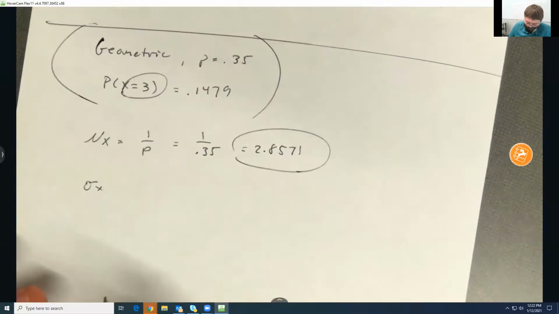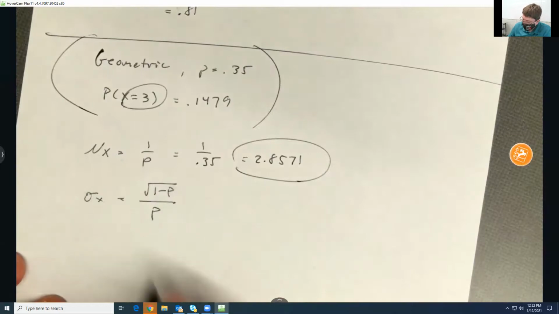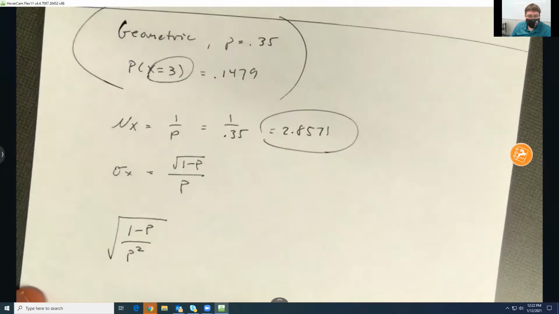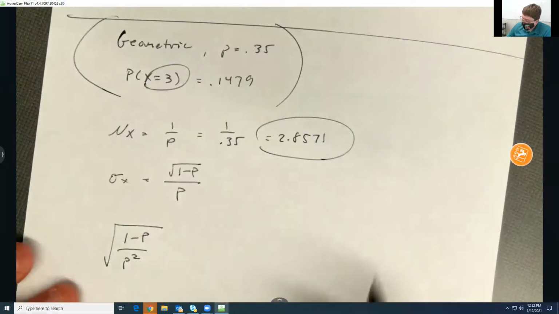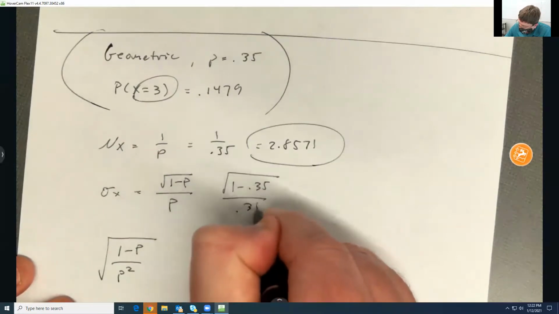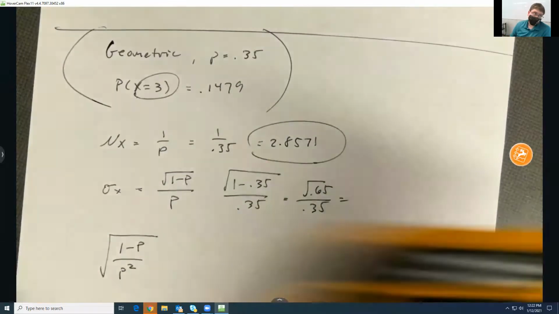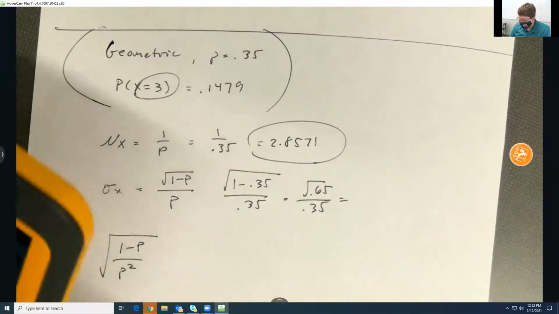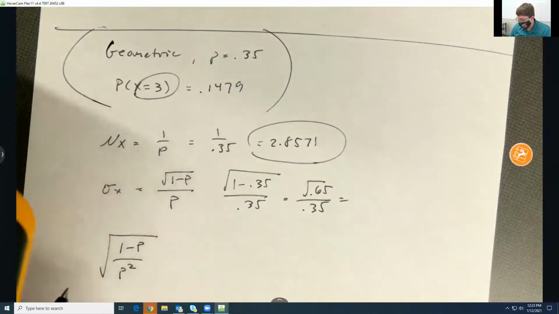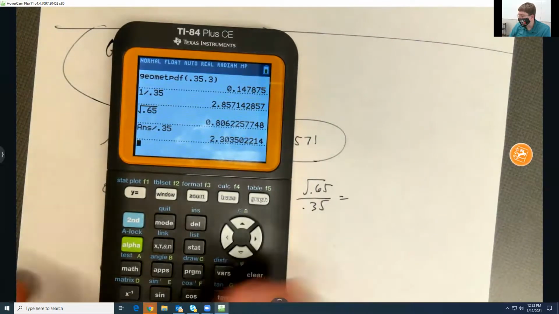Standard deviation. I use the one in the notes, which says the square root of 1 minus the percentage, divided by the percentage. If you use the one that puts the whole thing under the square root, just don't forget to square the bottom. Both of these are the same thing. So we have 1 minus 0.35, square root of that, over 0.35. So this is the same as the square root of 0.65 divided by 0.35. I've got to write it down because I've been screwing up stuff all day. So second, square root of 0.65, divided by 0.35. There are my steps. I got 2.3035.